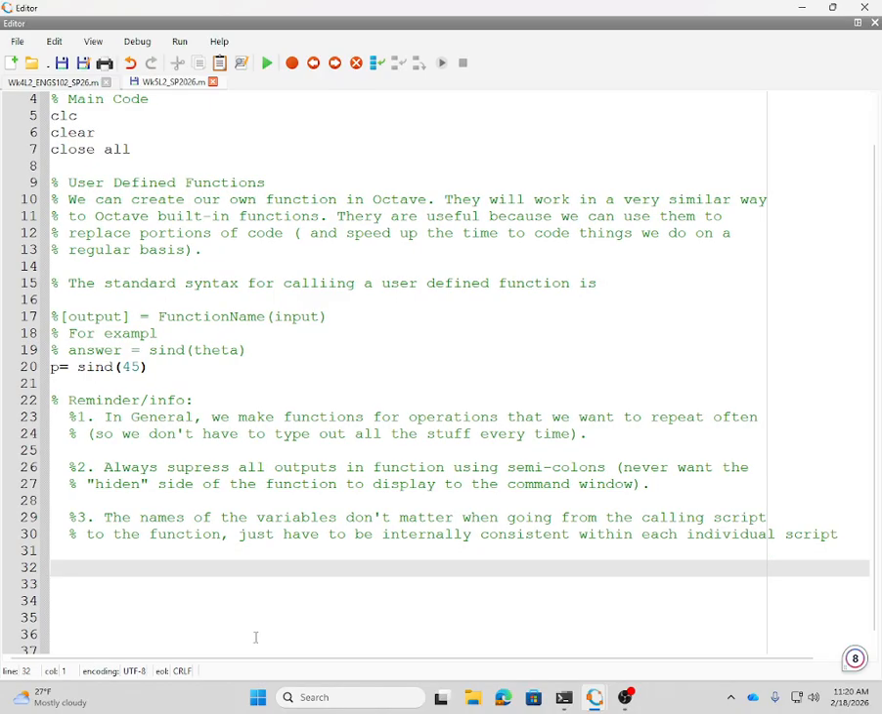Just when you see it correctly, you can see it. I just reduce the size a little bit.